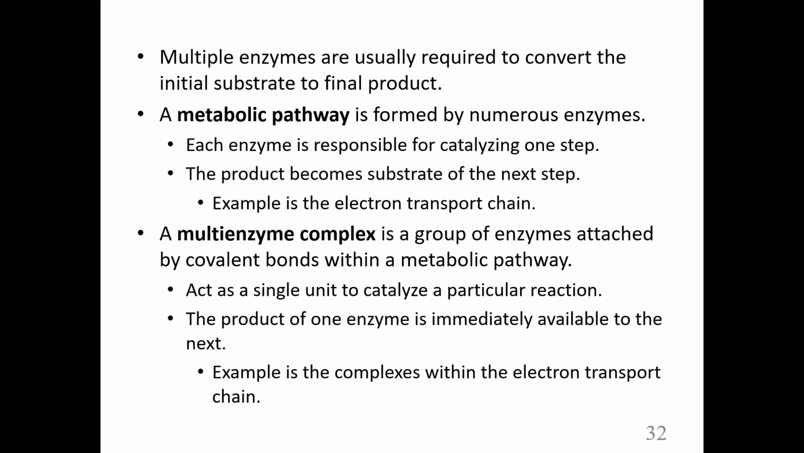Multiple enzymes are usually required to convert the initial substrate to the final product. A metabolic pathway is formed by numerous enzymes. Each enzyme is responsible for catalyzing one step. The product of that step then becomes the substrate for the next step. An example is the electron transport chain.